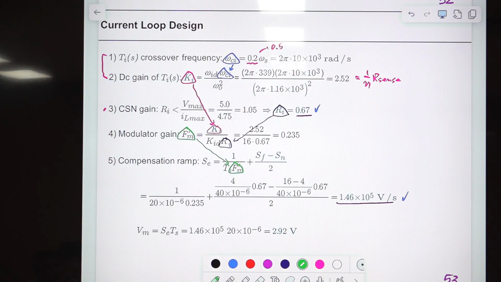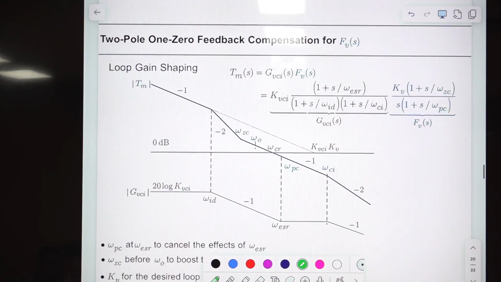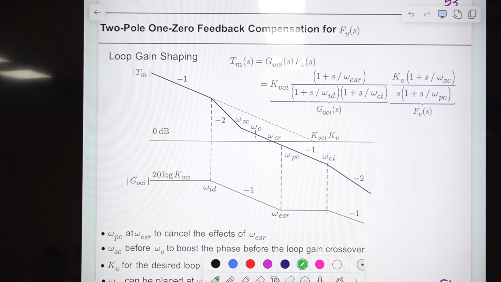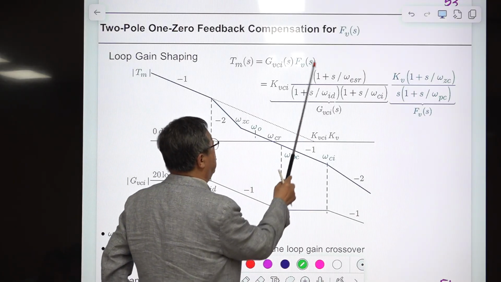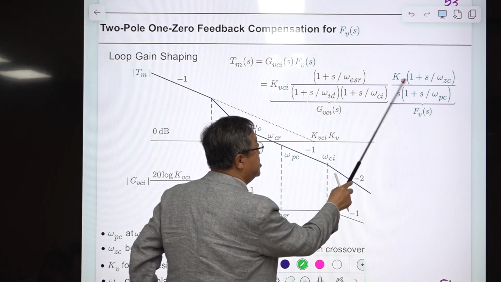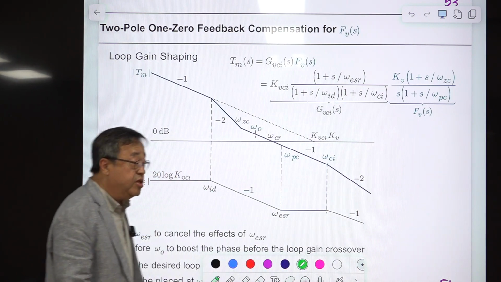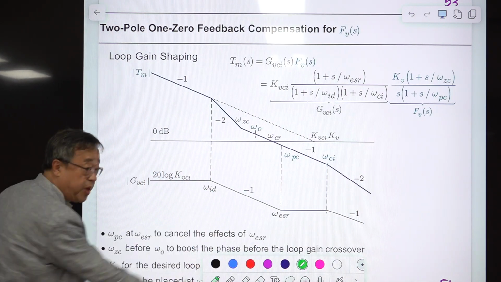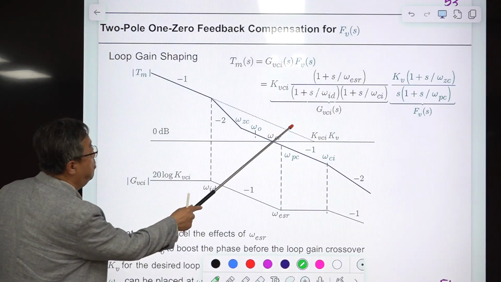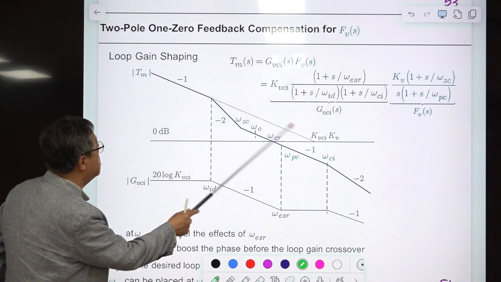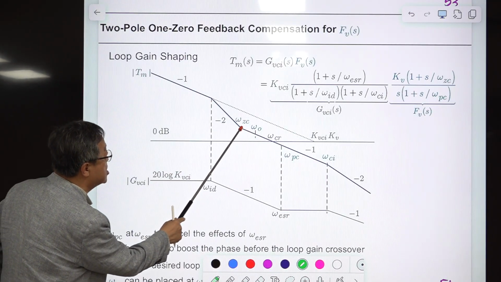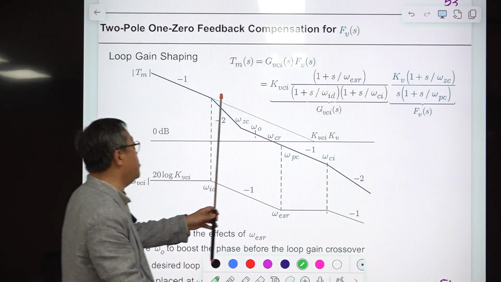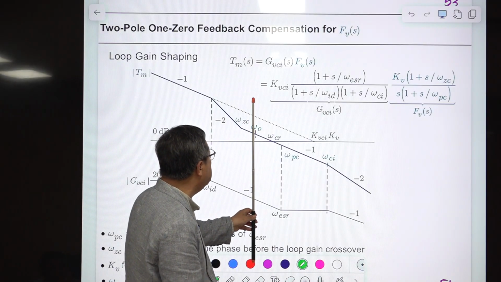Okay. So this is the current loop design. It's very simple. We discussed the best structure of this voltage feedback compensation is this two-pole one-zero structure. With that, we obtain this kind of loop gain. So this compensation zero is coming here. This is coming here. This is omega GC, and the power stage double pole frequency is somewhere in the middle.